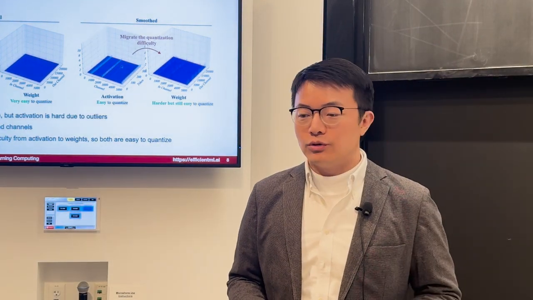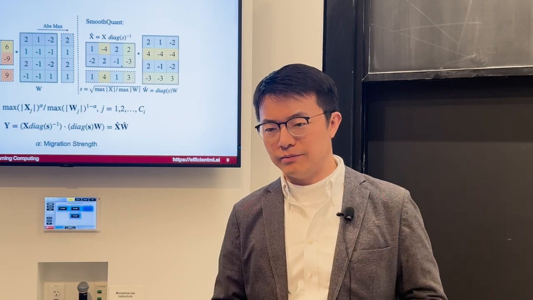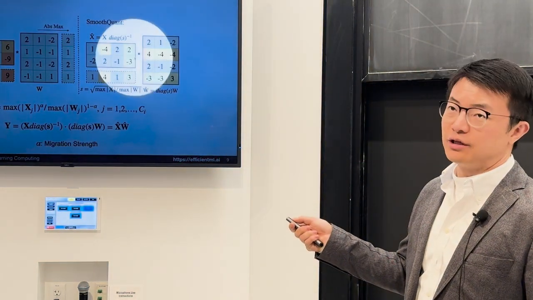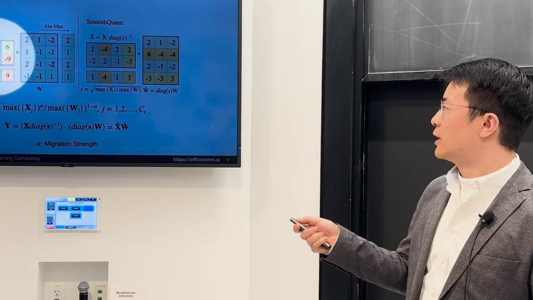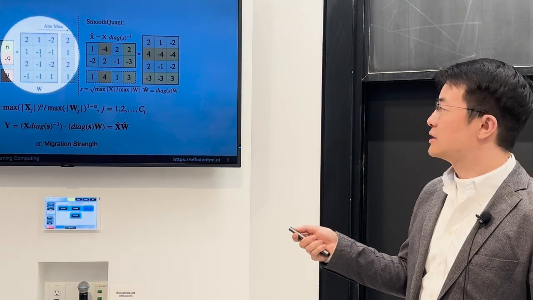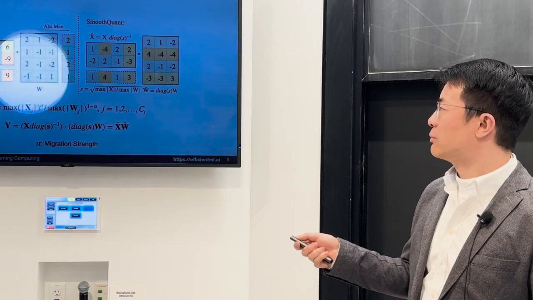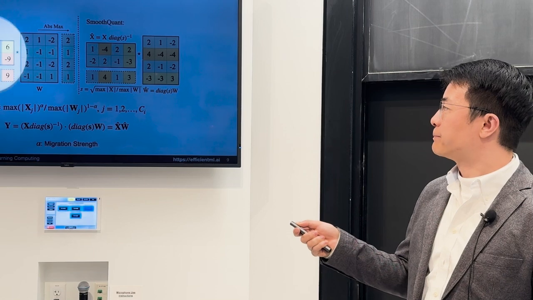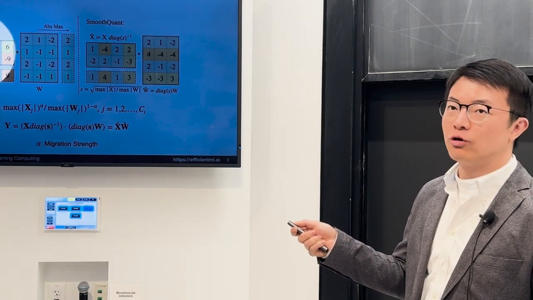Let's see an example to digest this algorithm. This is before, this is after. Before SmoothQuant, this is the original activation X and this is the original weight W. X will be multiplied with W. The input has 2 sequences, and each one has 4.